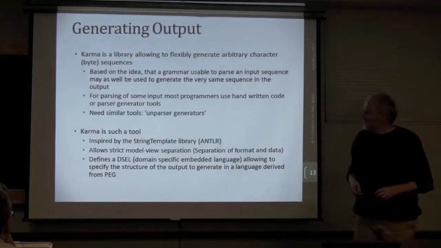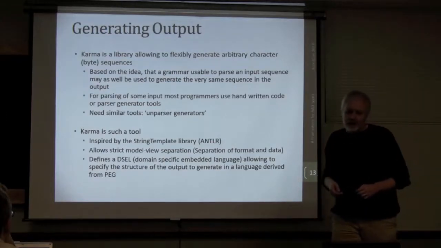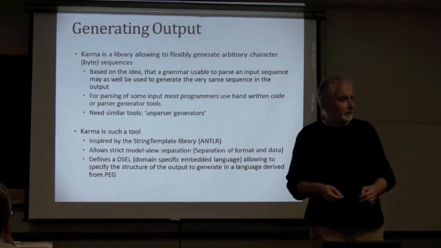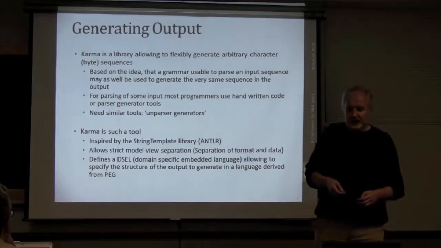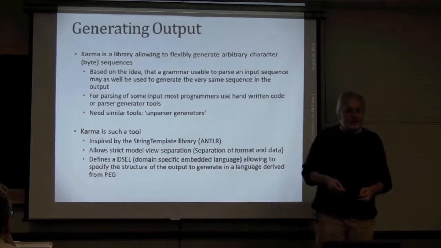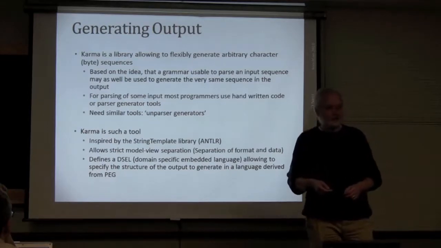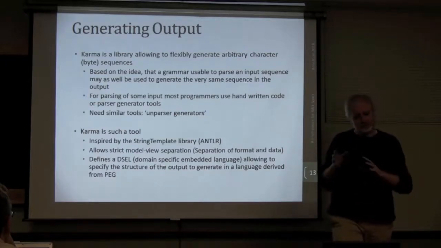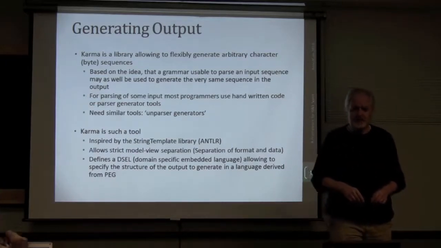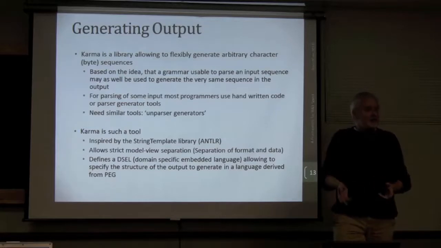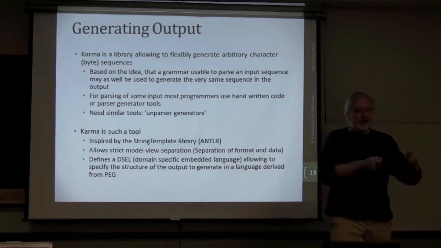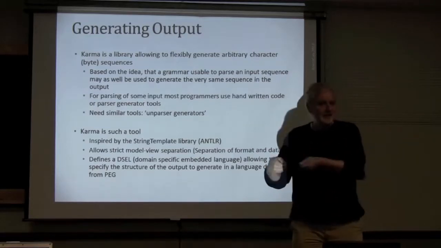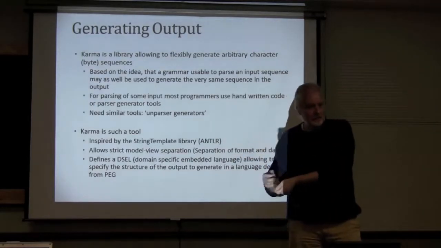For parsing needs, most programmers use handwritten code or parser generator tools. And unfortunately, there isn't anything like an unparser generator, even if unparser is a common term, which I try to avoid because it's kind of ambiguous. But there aren't any tools for C++ where you can say, hey, I have that output description and I want to generate something from it, so it generates actually the output as I wanted to have formatted.